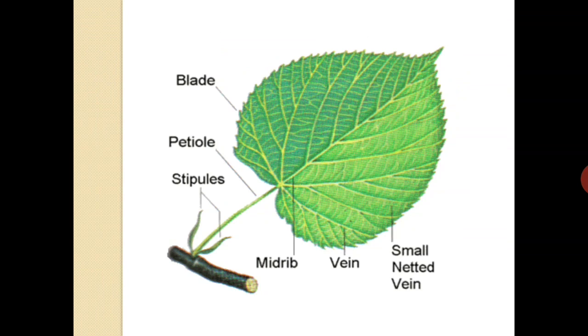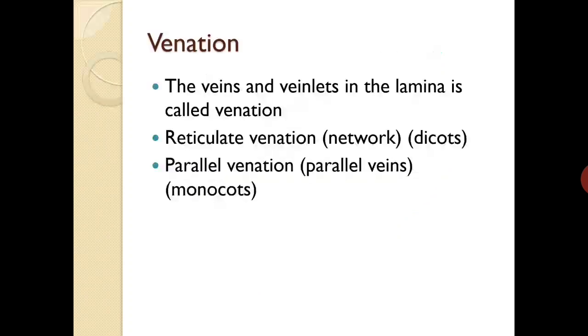A small netted-like vein, exactly like a net, in the way of a net, the veins are visible to you in this leaf. So this net, which looks like a mesh, is called venation. These are known as the venation. The veins and the veinlets in the lamina are called the venation. In the lamina, the main vein is at the base of this leaf, and the veins coming out from this vein are known as the veinlets.